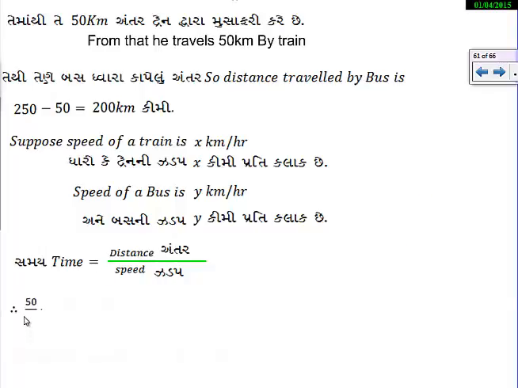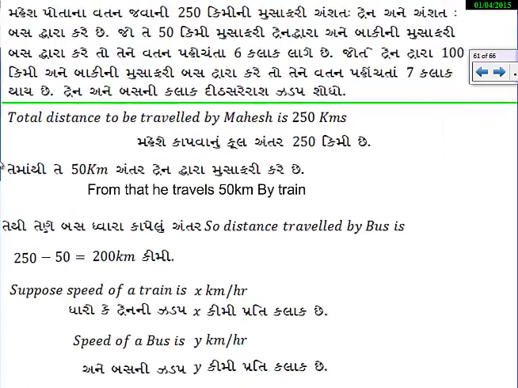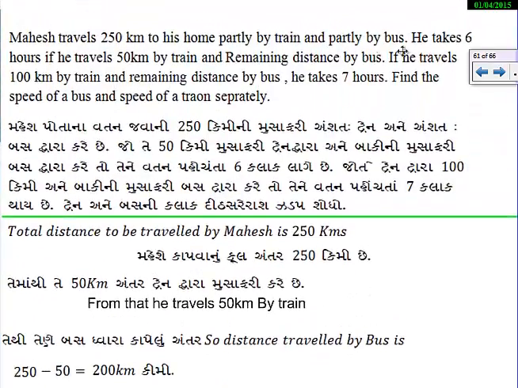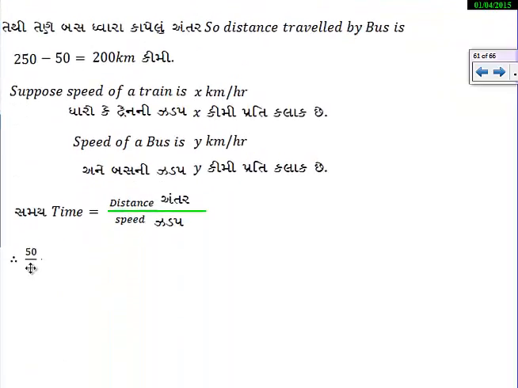In first case, what happens? 50 kilometer कैसे travel कर रहा है? तो that is to be by train. See, in the first question, they have been told in the first condition 50 kilometer by train. Okay. Now train की speed क्या है? That's x, right? So this will give me time. ये x का value मिल जाएगा, फिर मुझे time पता चलेगा.